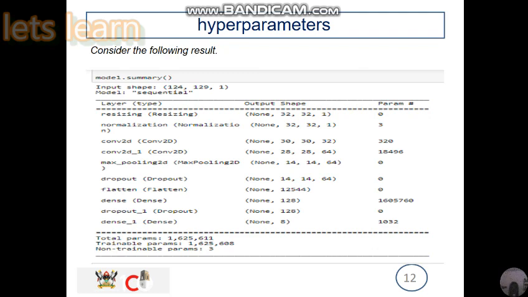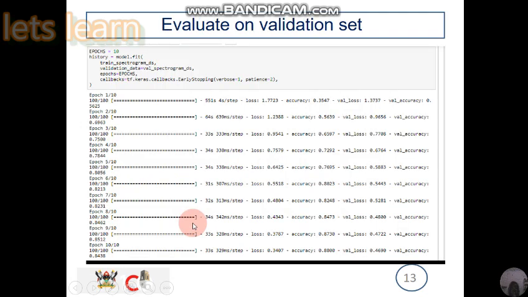You can consider this kind of model, these hyperparameters, the output shape, and these are the parameters. So how many params were there? I had in total 1,625,611 params. The trainable params were 1,625,60 and the non-trainable were only 3. So those are some of the other parameters.